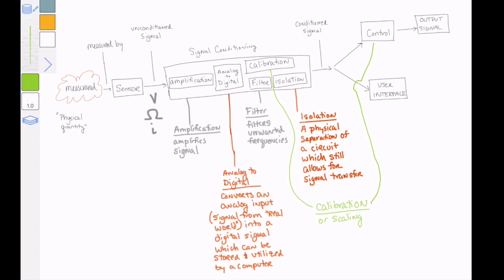We also might isolate a signal, which means that we're physically separating the circuit, which will still allow this signal to transfer. For example, we might use a transformer or an optical isolator.